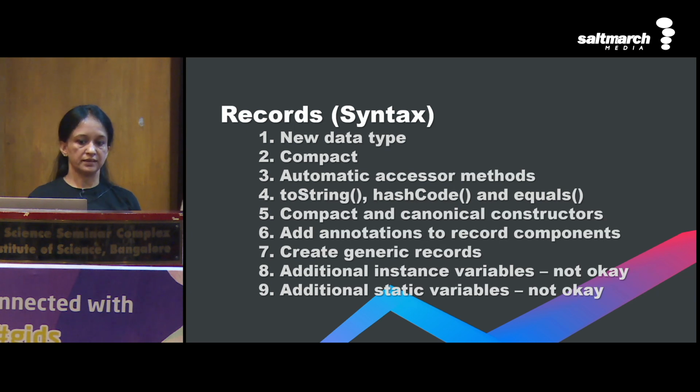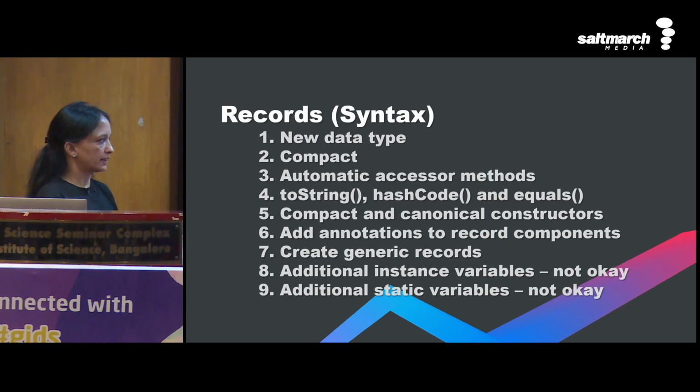So we covered that records are a new data type, and they're compact. Because it's immutable, you would not see the get method. The names of the methods are the same as the names of your components, so color 1 and color 2. It automatically overrides and gives you the default implementation for toString, hashCode and equals. Of course, you can override them if you want a different implementation.